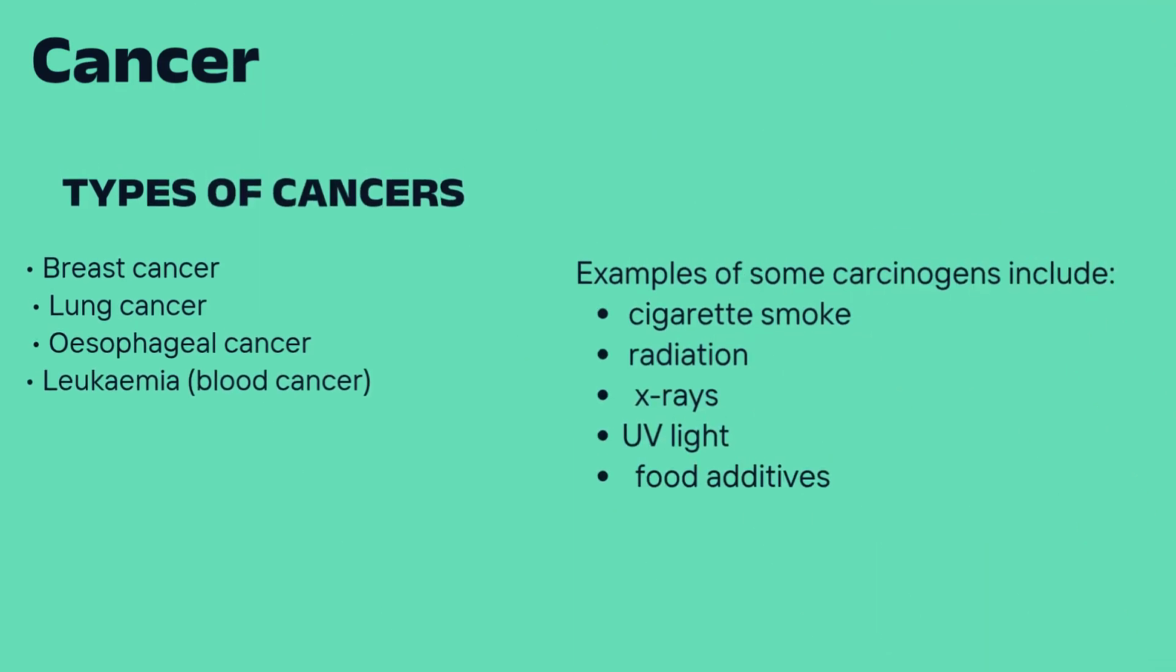There are different types of cancers. There's breast cancer, lung cancer, and leukemia, which affects your blood. Some causes of cancer include smoking cigarettes, radiation, x-rays, and UV light. That's why it's important to wear sunscreen, not smoke, and try to limit your exposure to radiation. So maybe don't do laser all the time, and don't do x-rays unnecessarily unless you have to. Just be cautious.